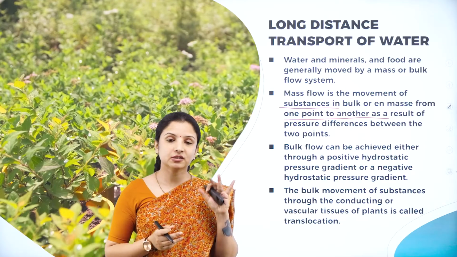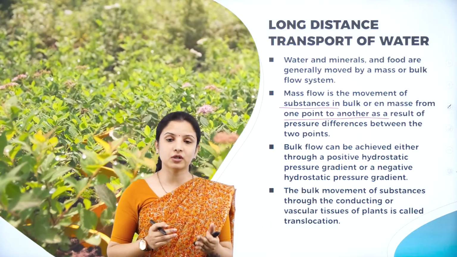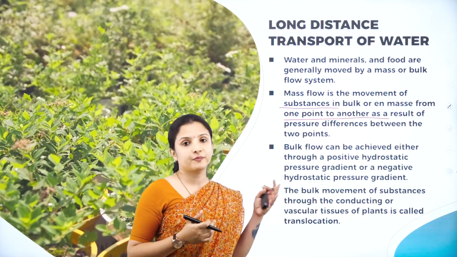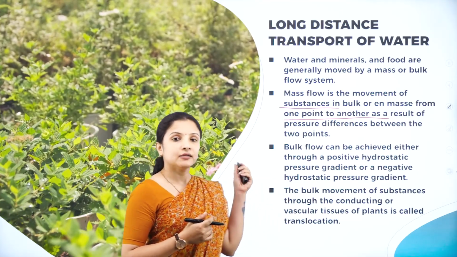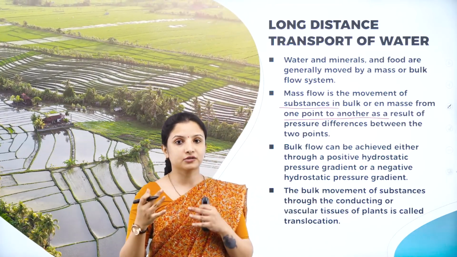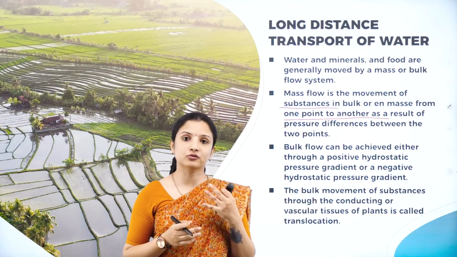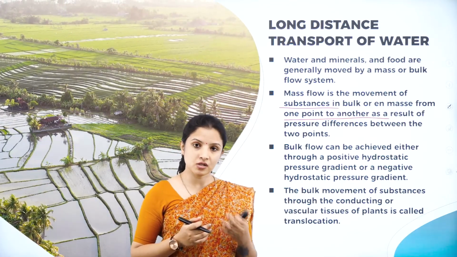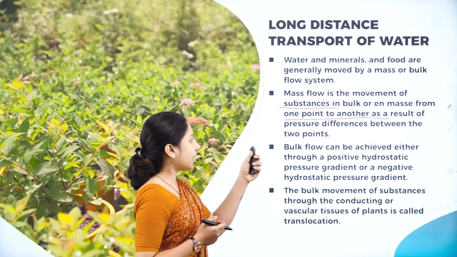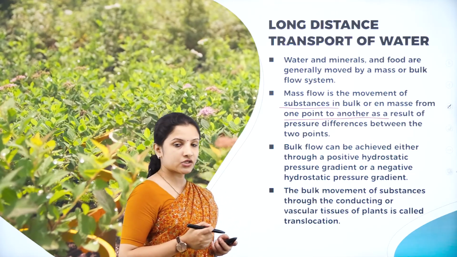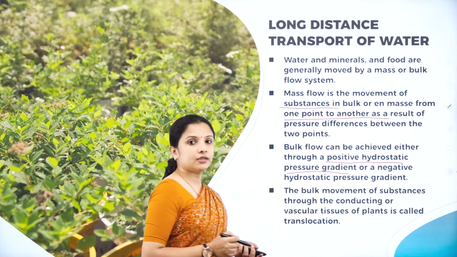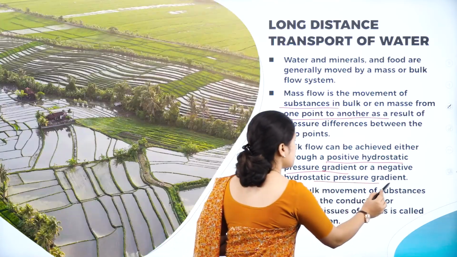So pressure differences between the 2 points means from the root up to the other regions of the plant where the water travels, a lot of pressure is being created, and this pressure actually helps in the movement of water to the upper parts of the plant, which is nothing but called the root pressure and the transpiration pull pressure. So all that we shall study in the coming sessions. And this bulk flow is usually achieved by a positive hydrostatic pressure gradient or a negative hydrostatic pressure gradient.